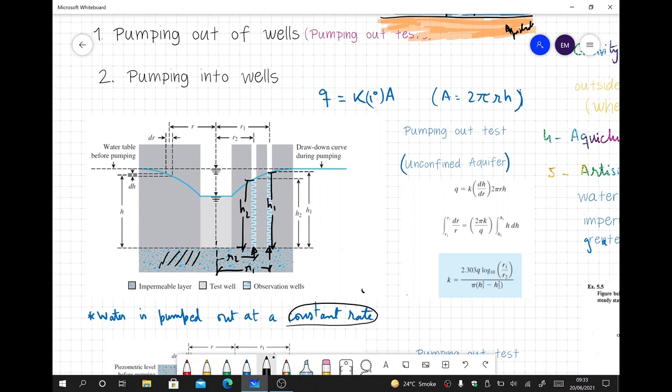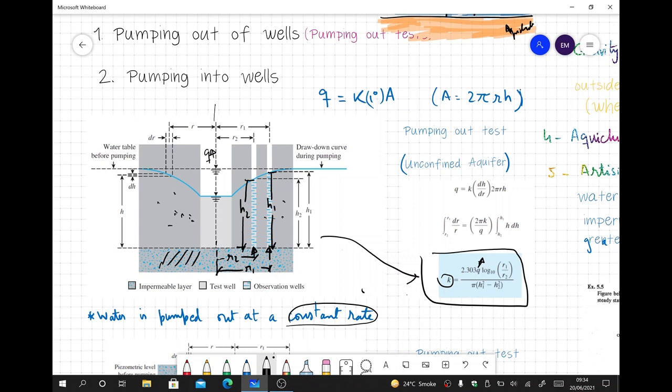So these are the values, and this is the formula that we will use. The permeability of the soil, this whole soil in which the flow is happening, is equal to 2.302 Q, where Q is the discharge that is coming out of the well, and r1 and r2. r1 is the distance of the outer observation well from the center of the test well, and r2 is the distance of the second observation well from the center of the test well, and h1 and h2 are the respective heads in the first well and the second well.